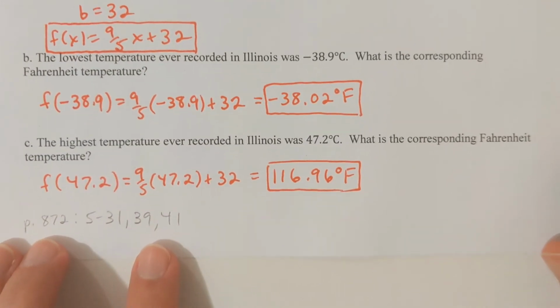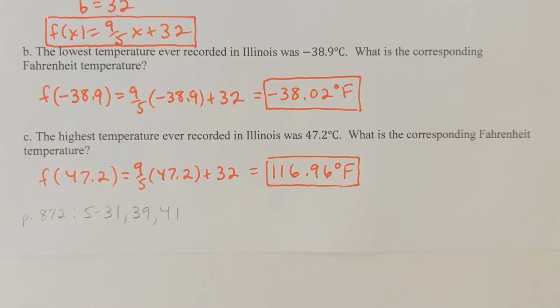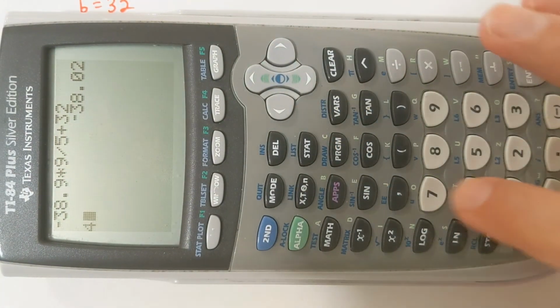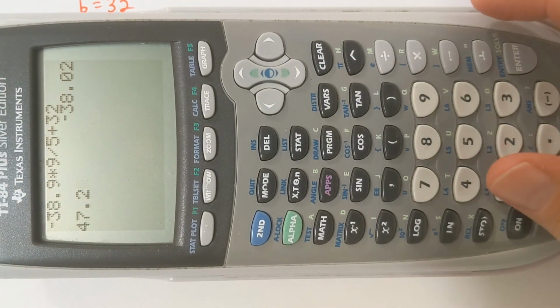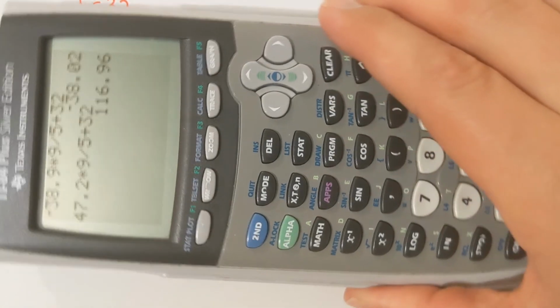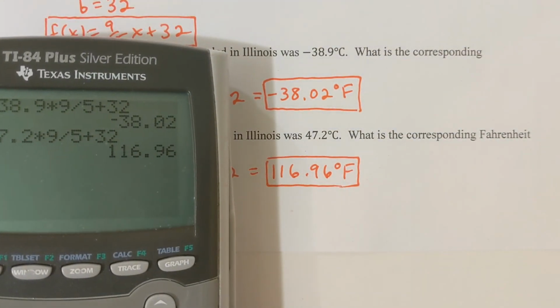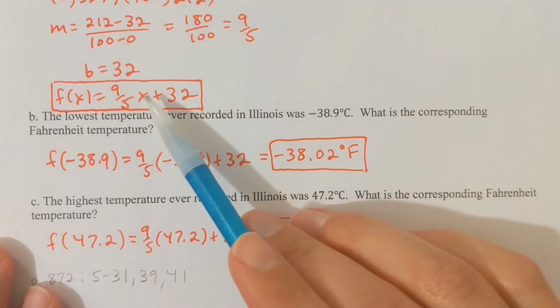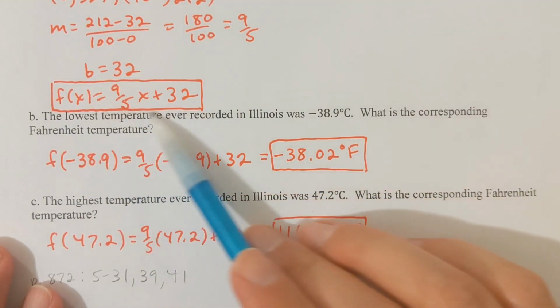Part C, the highest temperature ever recorded in Illinois was 47.2 degrees Celsius. What is this temperature in degrees Fahrenheit? Well, again, that'd be just to plug it in and simplify, right? So if we take 47.2 times 9/5 plus 32, I'm getting 116.96 degrees Fahrenheit. Okay, and if I wanted to know what any temperature in degrees Celsius would be in degrees Fahrenheit, I could use this formula here.